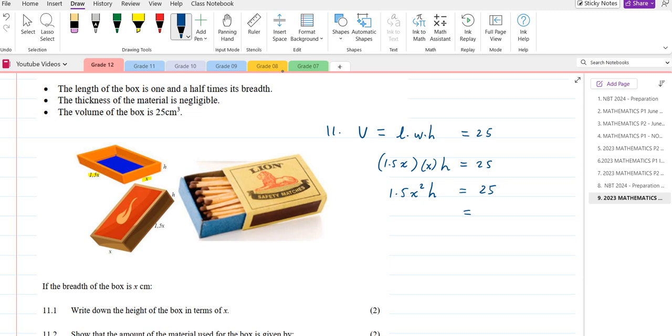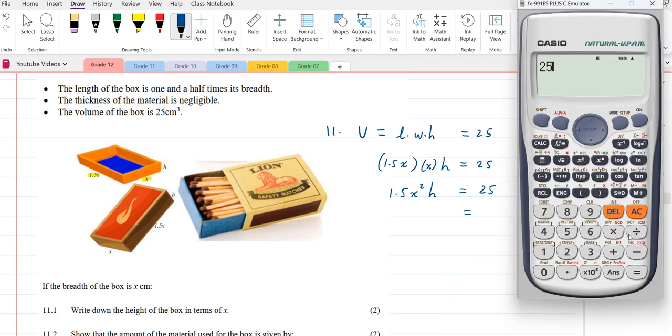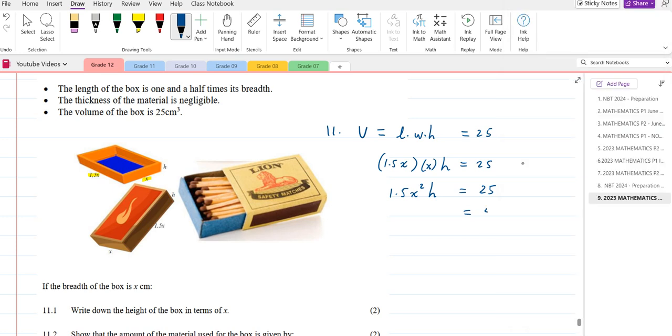What's 25 divided by 1.5? Let's work that out. I'm getting 50 over 3. So 50 over 3 is x squared h, and then we need to divide it by x squared. So h is now equal to 50 over 3x squared, dividing both sides by x squared. So that's the height.